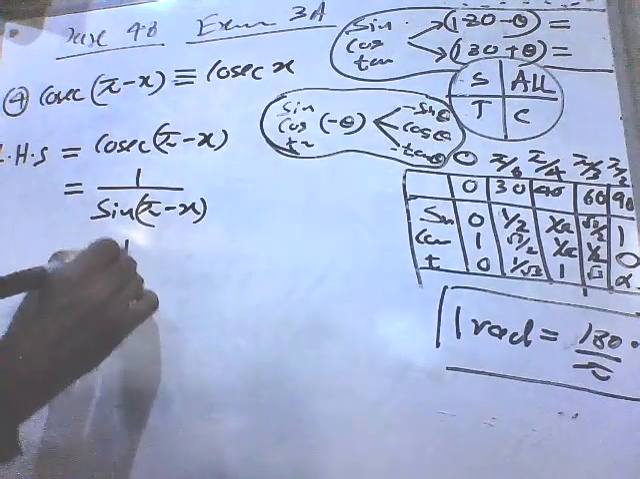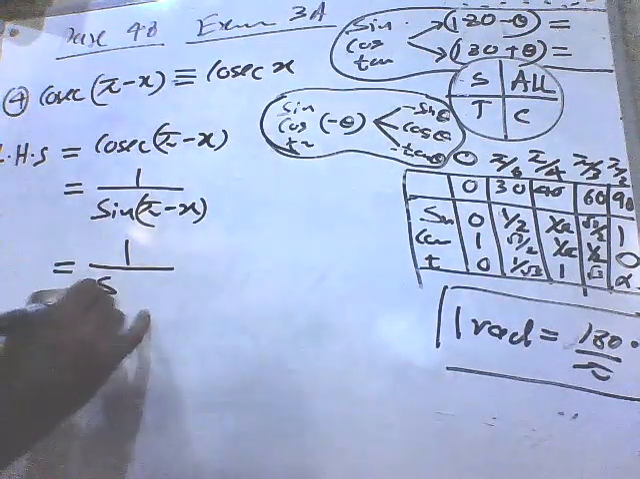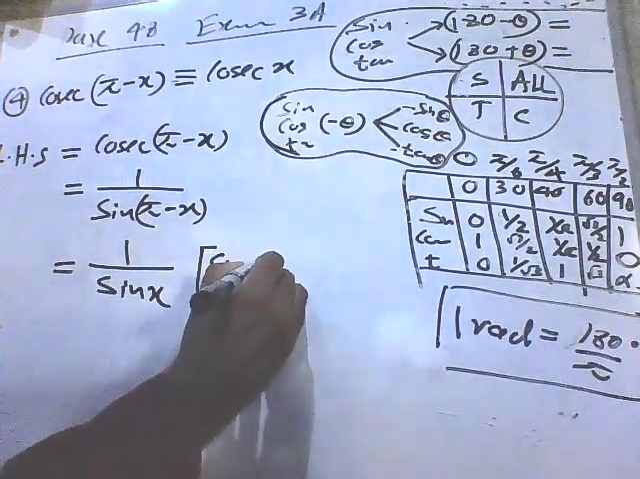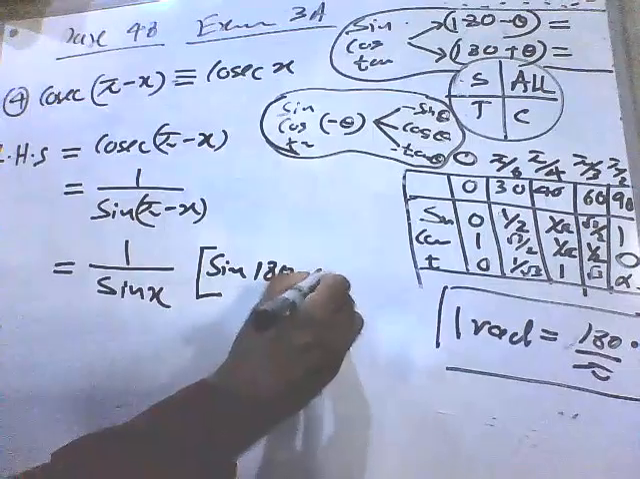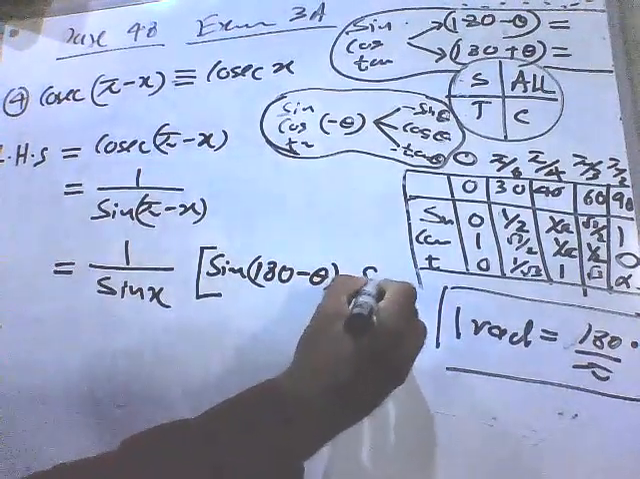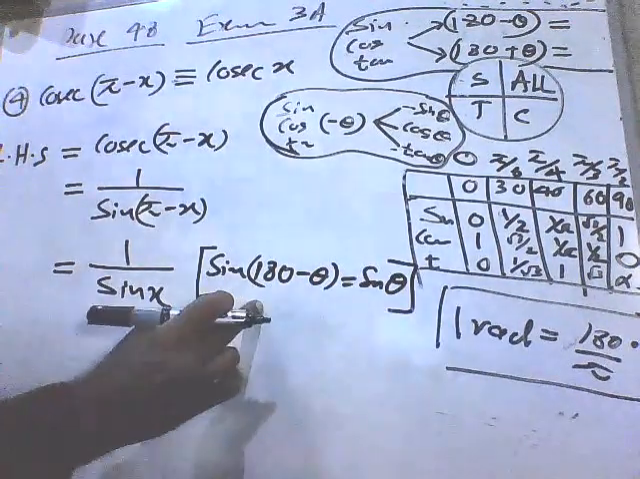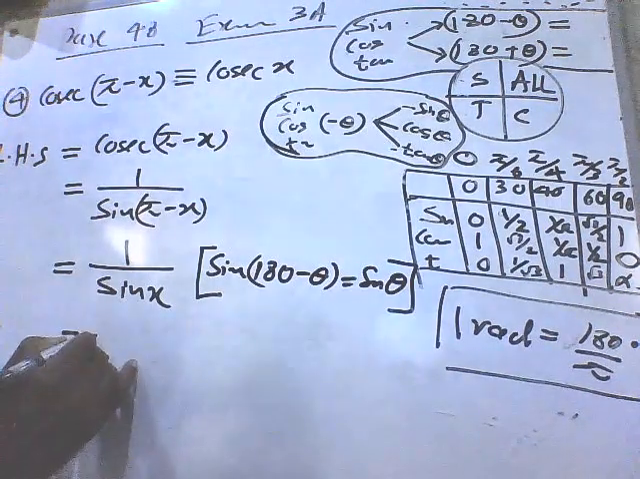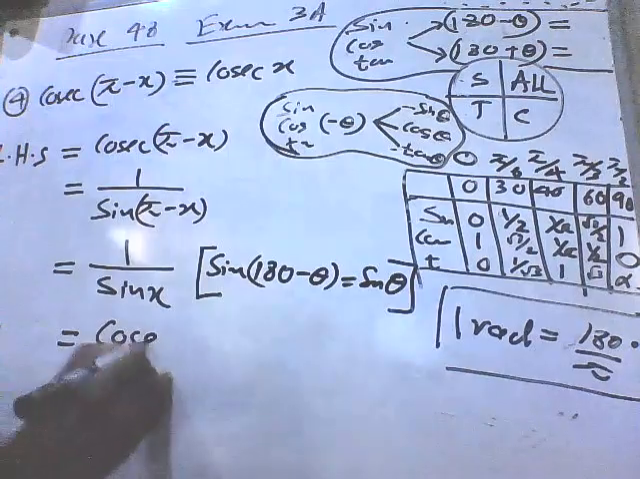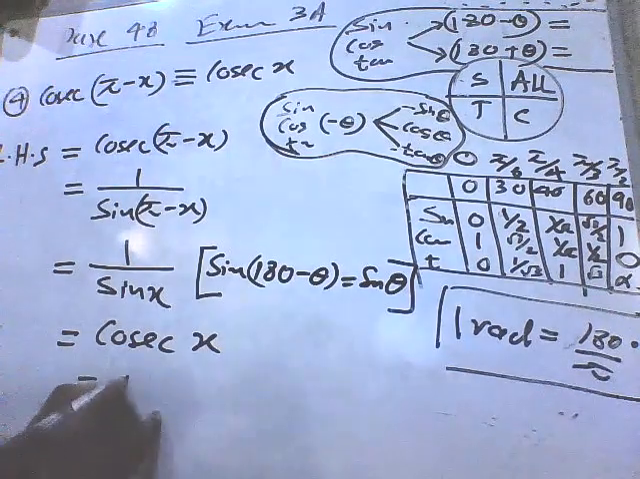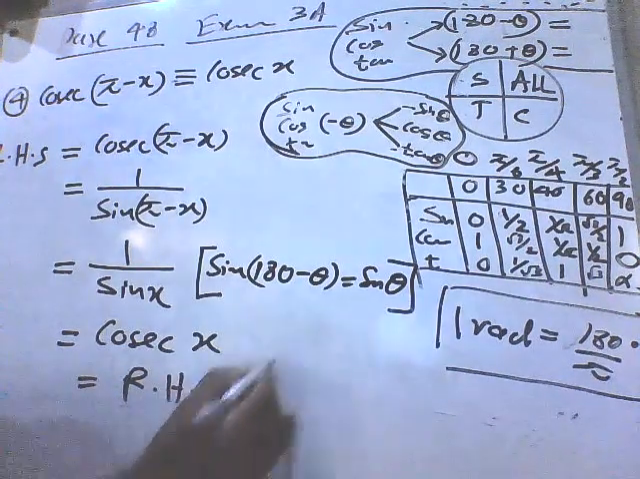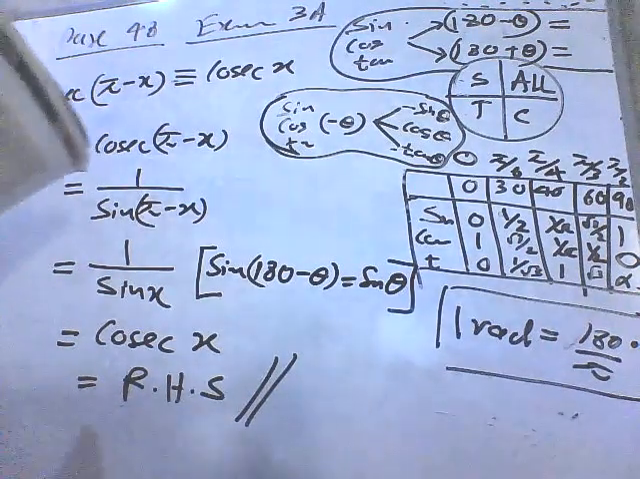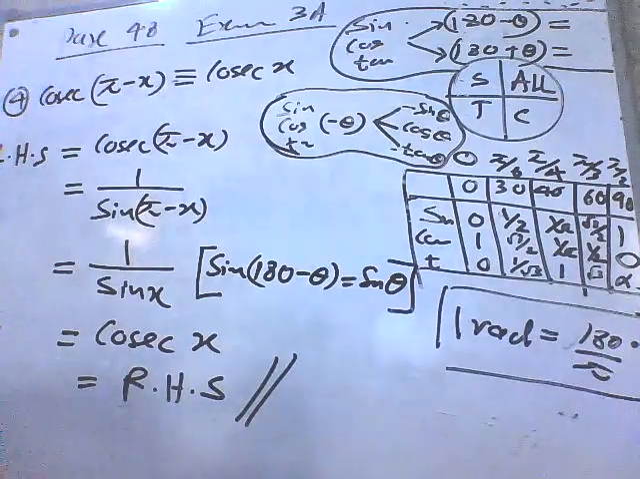And then in our equation, pi minus x comes to sine x. So we can write here 1 over sine x, and the reason I write this is that sine of 180 minus theta is equal to sine theta. So that is the reason I wrote this one. Then we know 1 over sine is cosec, so that is equal to cosec x. So that is equal to the RHS, right? So that's one. Now we'll see question 5.